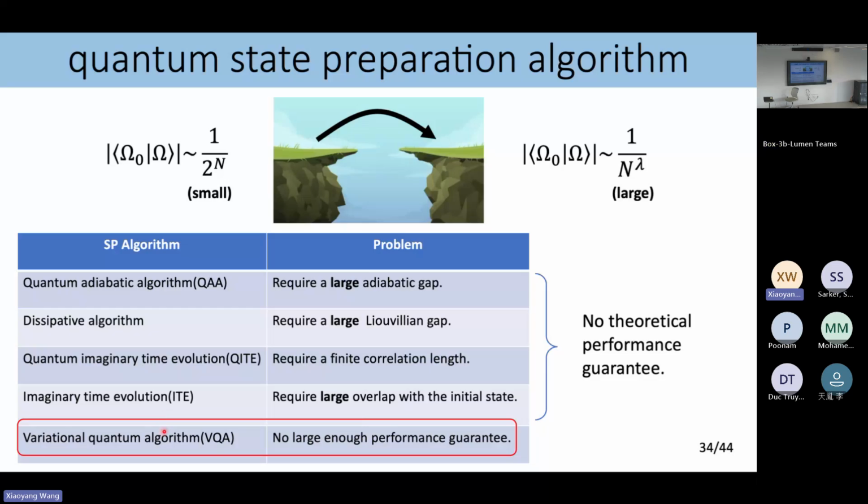However, the variational quantum algorithm also has no strong enough performance guarantee. So this is the main focus of the rest of our results.